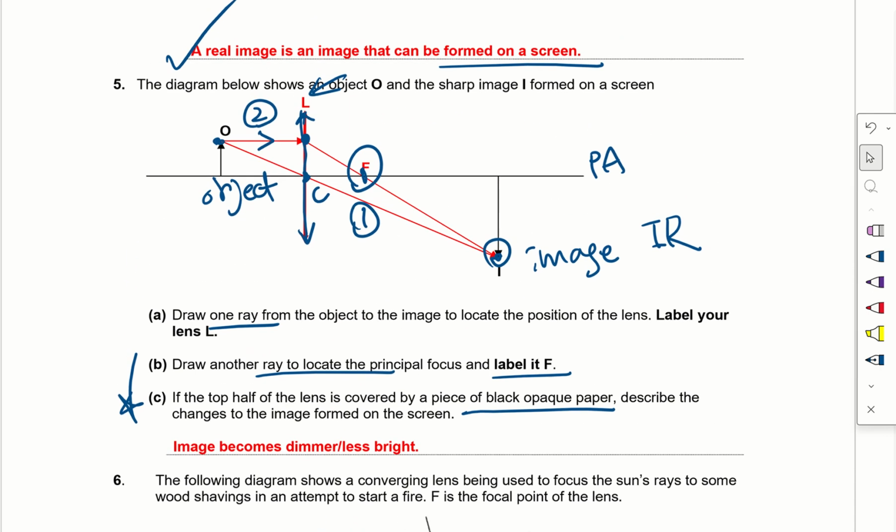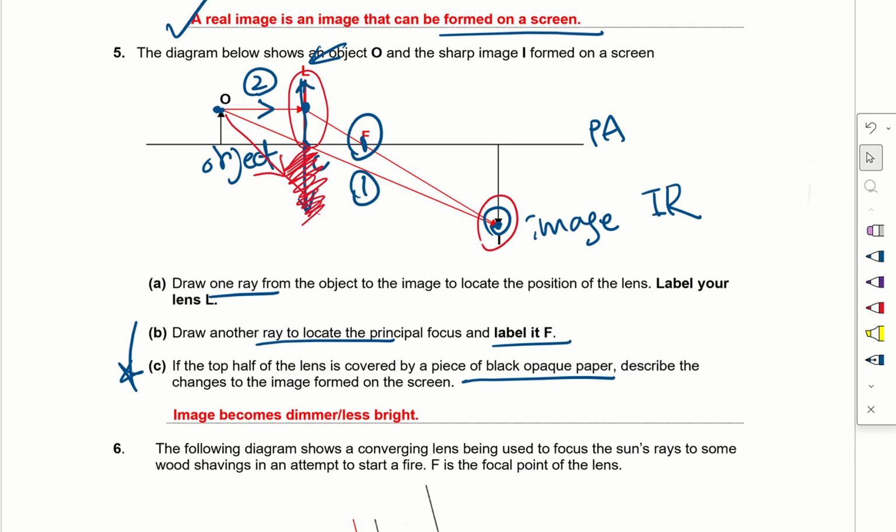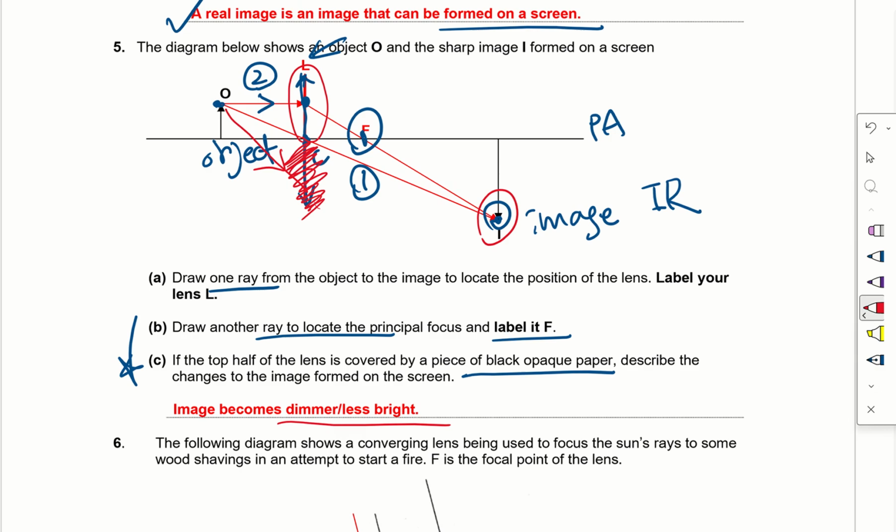But which is not true, because let's say if I were to block off the bottom part, I will still have the top part of the lens allowing light to pass through, allowing light to be converging at this point, right? But if I block off the bottom half with a black paper, light rays that are supposed to go below will not be able to pass through. So the image will actually become dimmer or less bright.